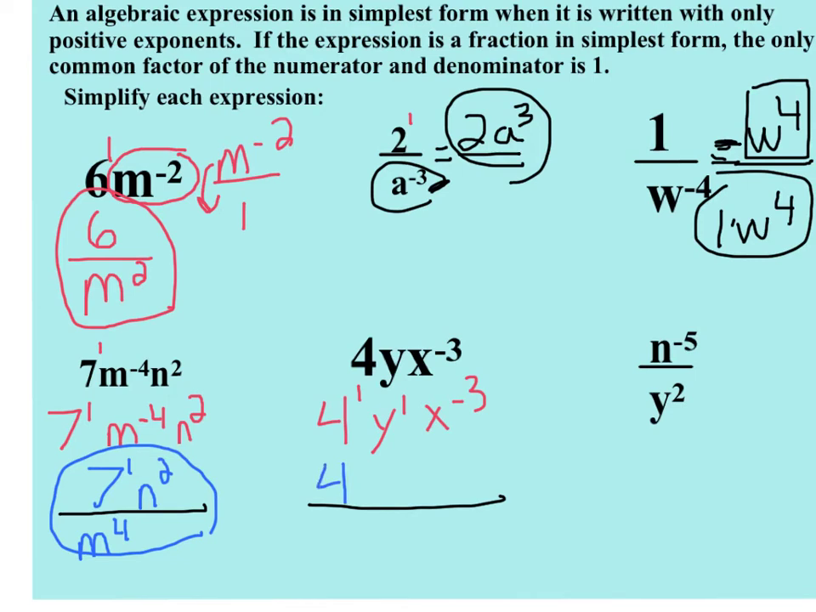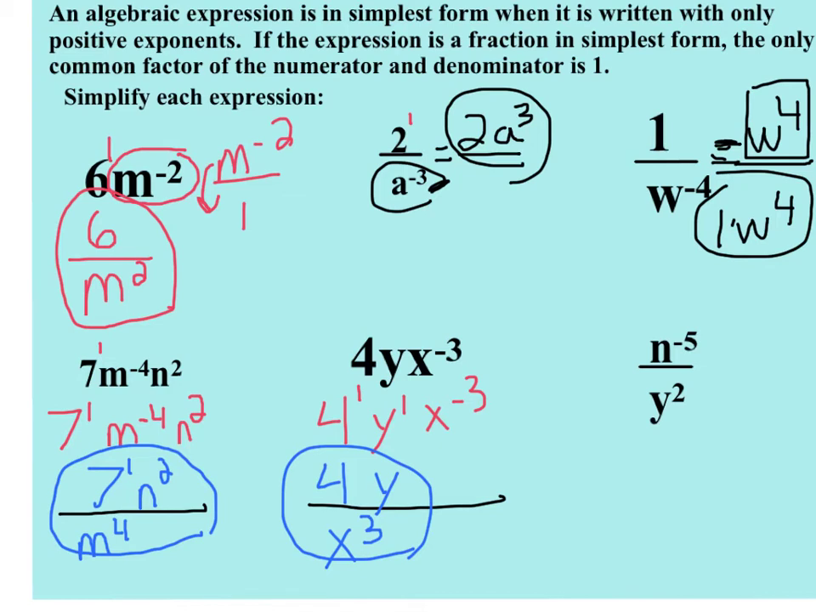How about the y? This stays because it's positive 1. Before I just said because it's positive 4. That had nothing to do with it, I'm sorry. The reason the 4 stayed is because the 1 is positive. X to the negative 3, that needs to go down. So the x will go down and its attitude will change to positive 3.